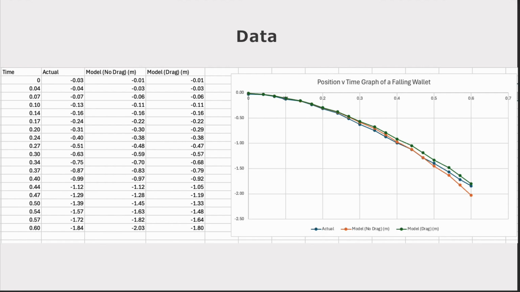Here is the position versus time graph generated by Excel. It shows the actual data, the model without drag, and the model with drag. The orange line indicates the ball fell faster than it actually did, which makes sense as drag is a limiting force on downward acceleration, and removing it might make the ball seem faster. The actual and the model that predicts using drag are very similar. Any discrepancies might be because the actual wallet might have fallen slightly in the x direction too, and the model only assumed a perfect vertical fall.